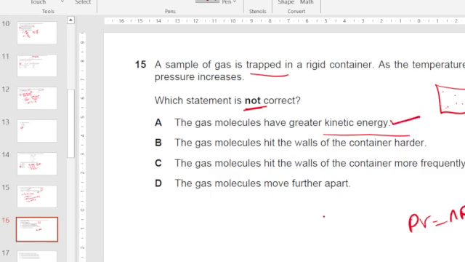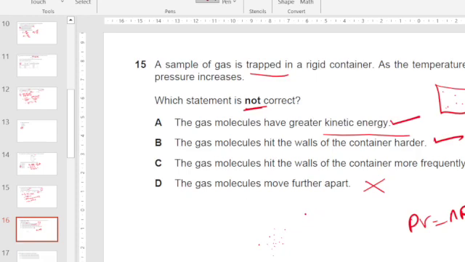This statement is correct. The gas molecules hit the walls of the container harder. This is also correct, because they started with higher kinetic energy, hence they hit the walls harder. The gas molecules hit the walls of the container more frequently. This is also correct, because all particles started to move. And option D, the gas molecules move further apart. This is wrong. They started to move vigorously as the temperature increases, kinetic energy increases.